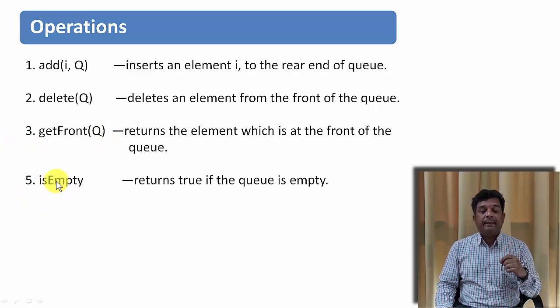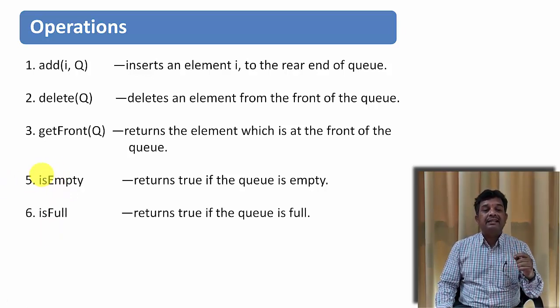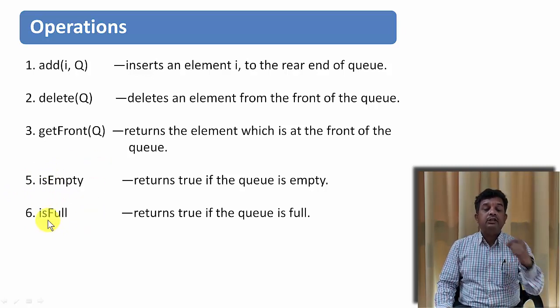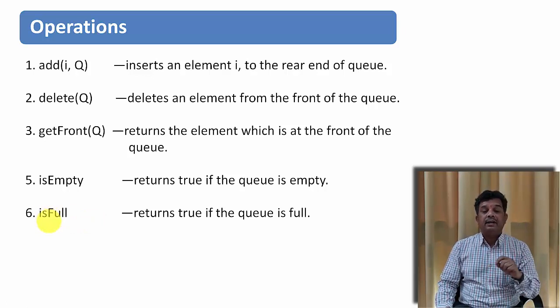In order to implement this, we need two more functions. One is called isEmpty. Every time we want to delete, isEmpty is checked in order to say whether the queue is empty or not. The next operation is isFull. Every time we want to add an element, isFull must be checked. It need not exceed the limit of the queue size.